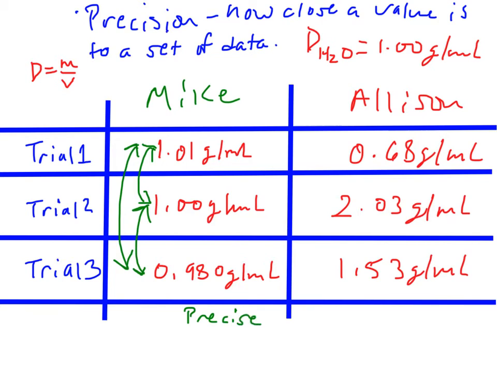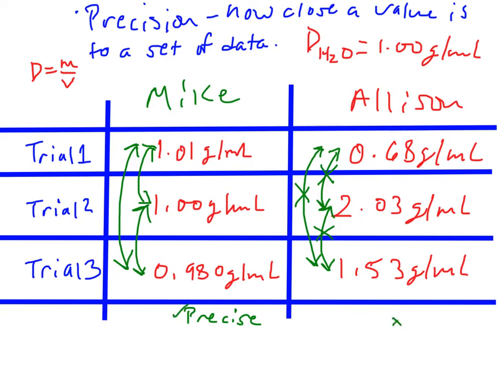Now let's look at the data that Allison got. Her data, 0.68 is nowhere near 2.03. That is way far apart. And 2.03 is not close to 1.53. And 1.53 is certainly not close to 0.68. So none of her data is precise.